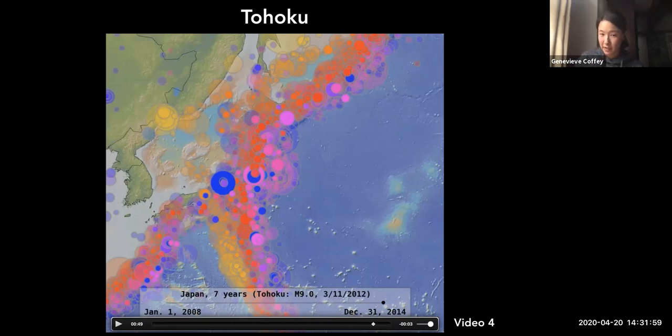When it sinks down into the mantle like this, it also gives us seismicity down to much greater depths because you have that cold crust that's now sinking down to hundreds of kilometers of depth.